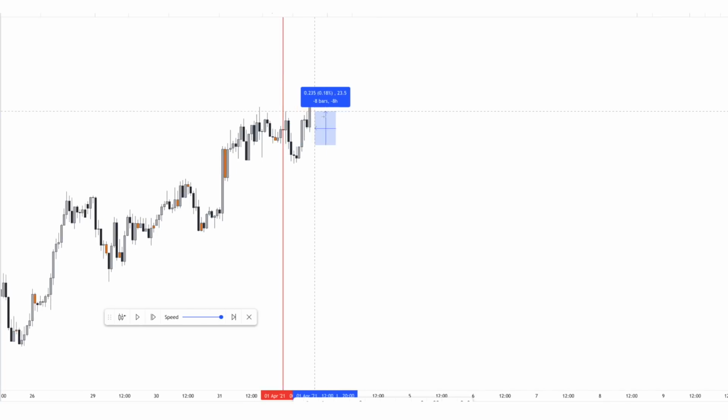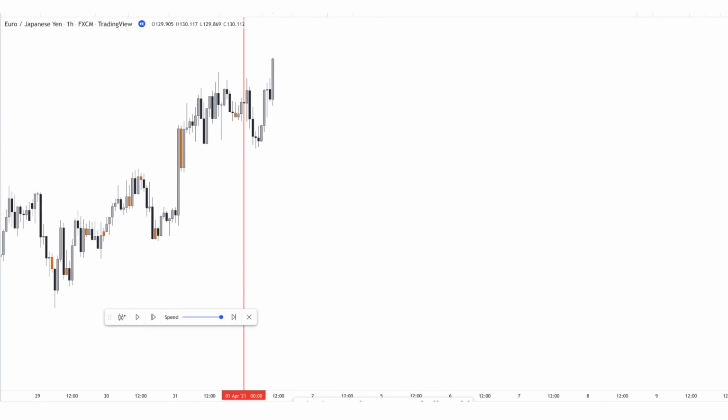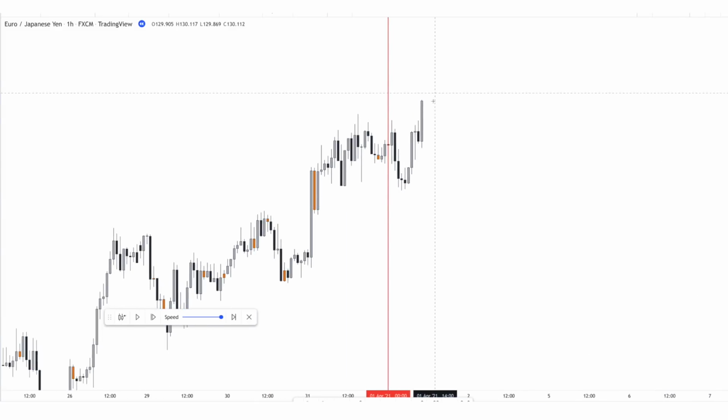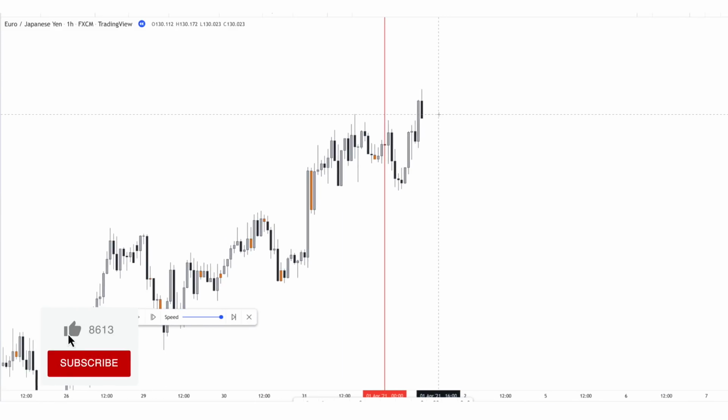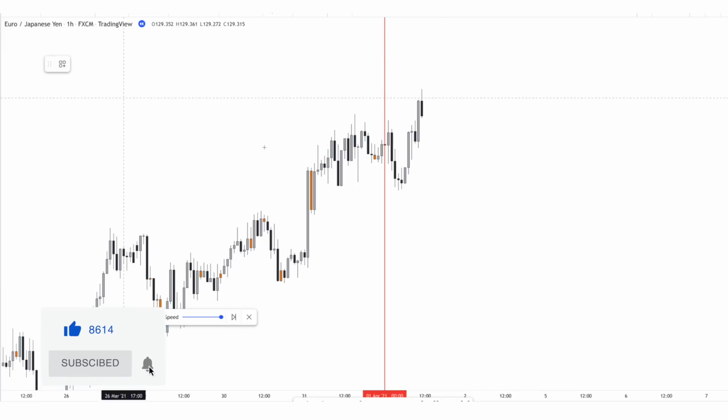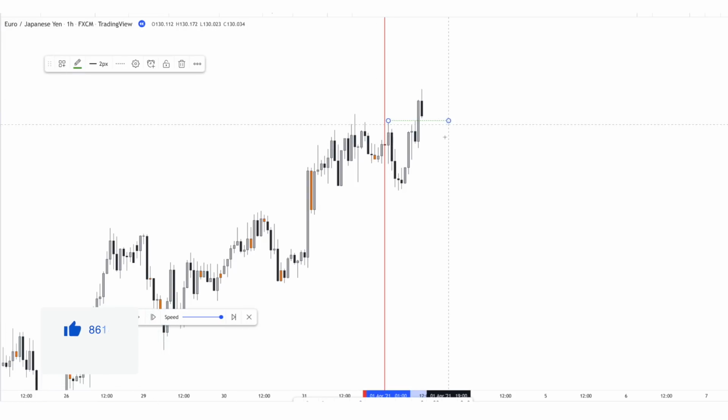Strong bullish impulsive candle here. If I just zoom in a little bit more, I want to see how price is on the next candle, and I want to see how price actually reacts on this level here, because this would be the most recent high.